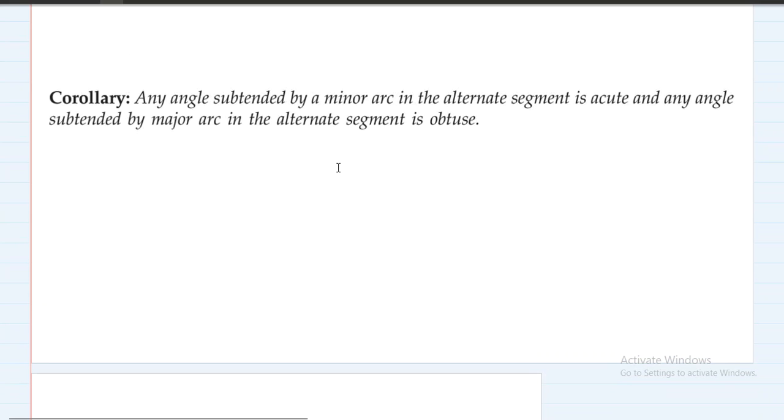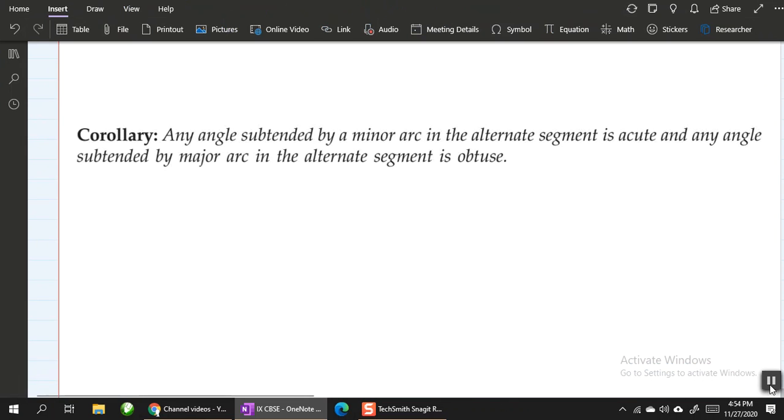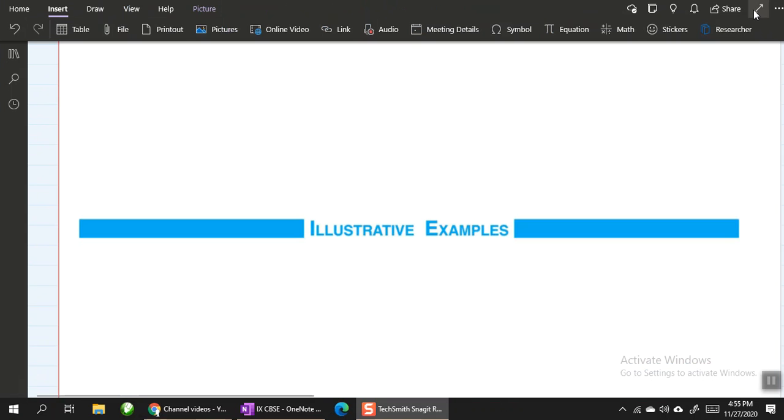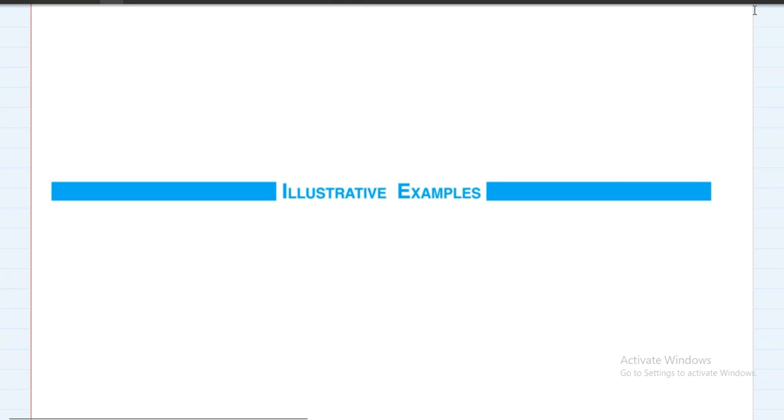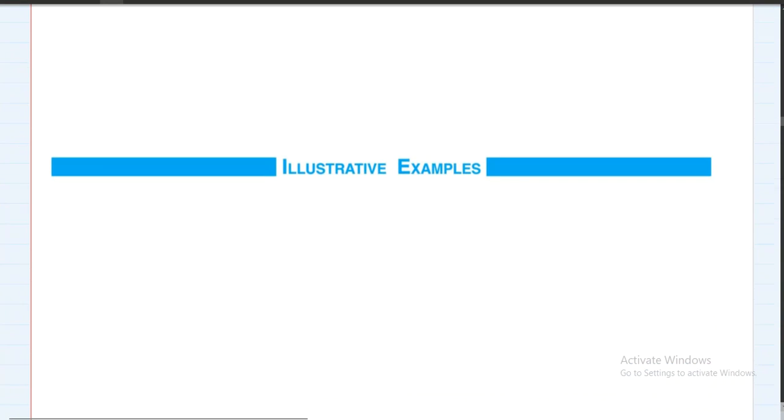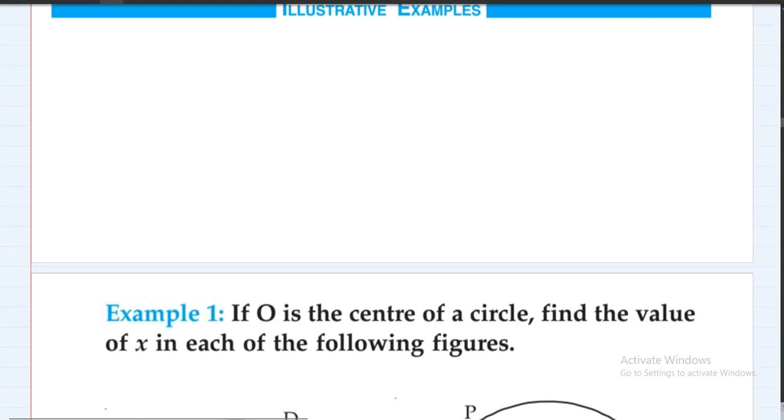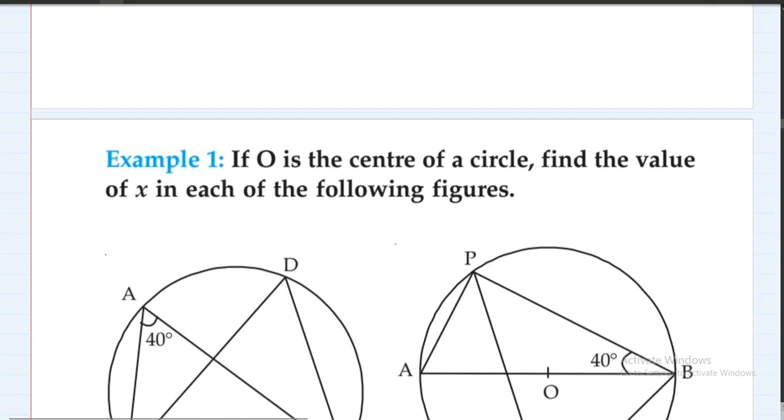This corollary is, I'm sure it's not part of your syllabus. Let me just check once. Okay, so there were a couple of theorems which were not part of your syllabus, so I just skipped them. Right? Now let's move ahead with some examples.